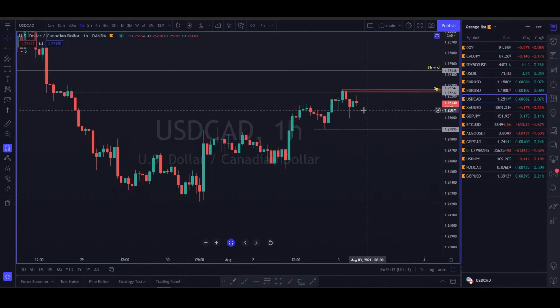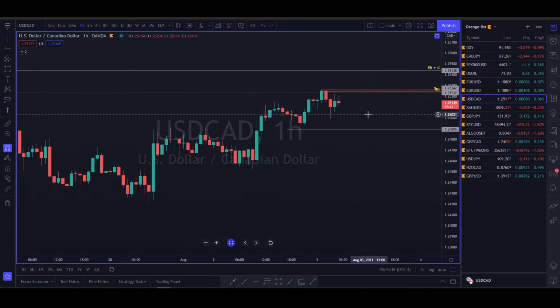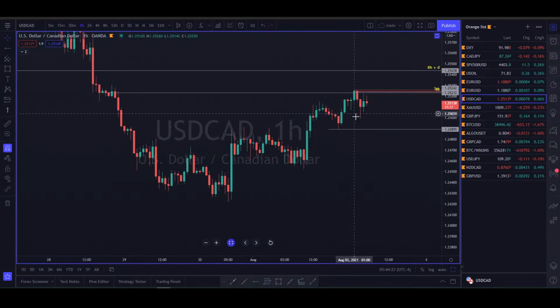Will I get stopped out on this trade? I have no clue, but I am going to take it if it sets up. As long as we do not close an hourly above 1.25232, I will be looking for entries on this setup today.